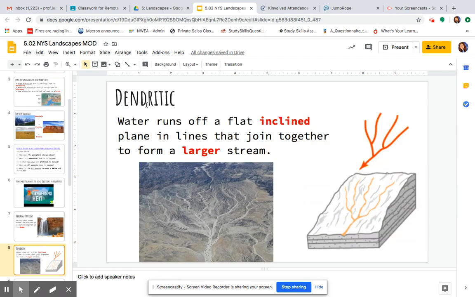Here is an example of a dendritic drainage pattern. Water runs off a flat inclined plane in lines that join together to form a large stream. There's probably a slight hill or a change in elevation here. The water drains down and joins into a larger stream. Here's an example of what it looks like in real life. It's a bunch of little branches of water coming down to form a larger stream.